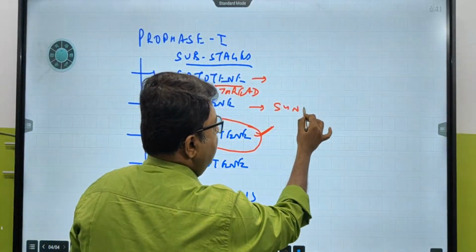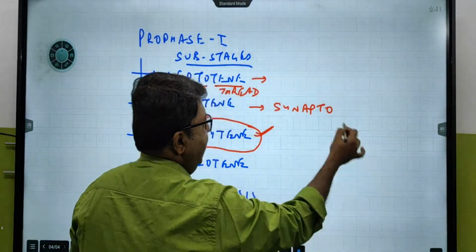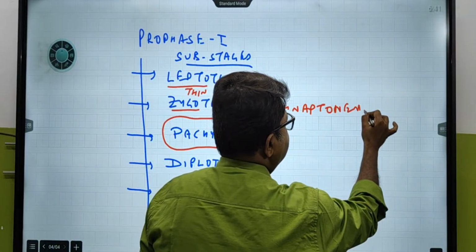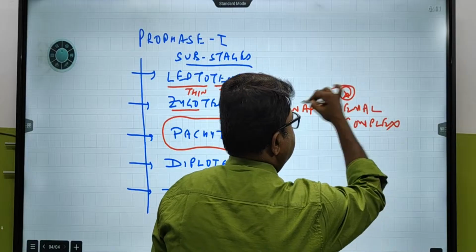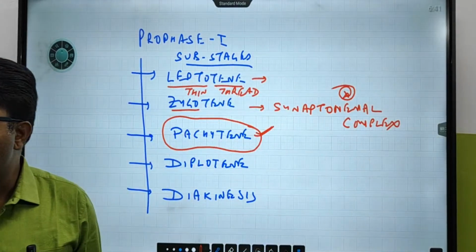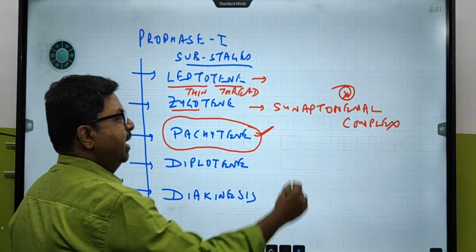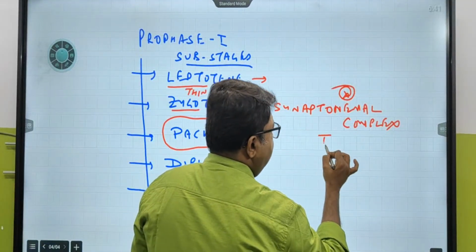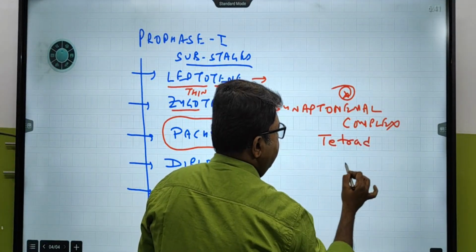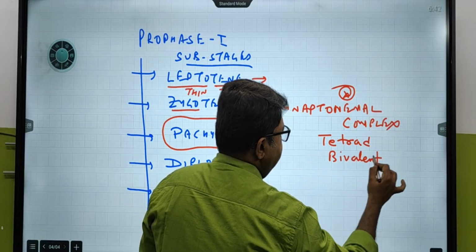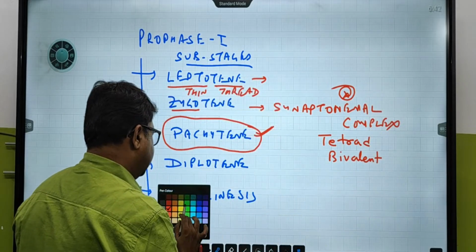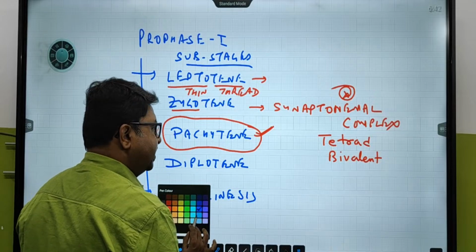They are going to show a complex called the synaptonemal complex. So mind you, this synaptonemal complex is a very, very important concept. And they are going to make what? Tell me the term. Tetrad. What is the other term for that? Bivalent. Is there a difference between tetrad and bivalent? Are they the same? Yes, they are the same.